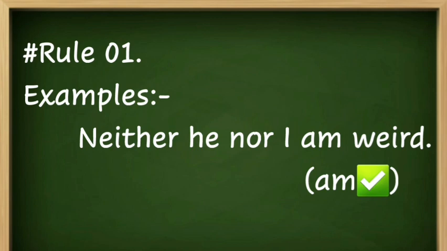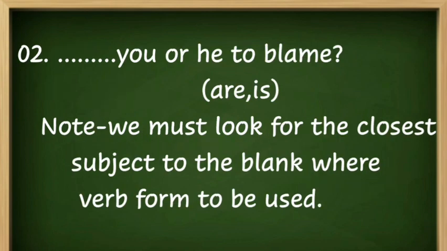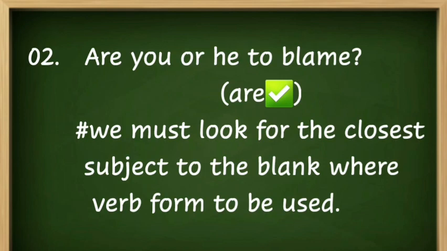If we give a twist to the sentence and make it interrogative, and write it like this: dash you or he to blame. In this sentence, we have to think which one is the closest to the fill in the blank. You is the subject close to the blank, so for sure we'll be using are here. Yes, are should be the right answer. I hope you understood the rule.